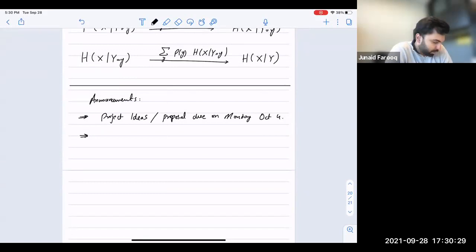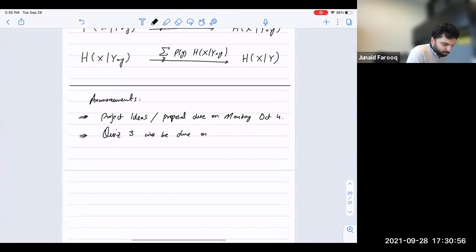Okay, so let's meet next week. Maybe I'll give a quiz this time, so let's say we'll have quiz 3, which will be due on Monday. Next week we're going to talk about the capacity of channels, so different types of channels. How do we compute the capacity and how they are related to all the entropy functions that we have talked about.